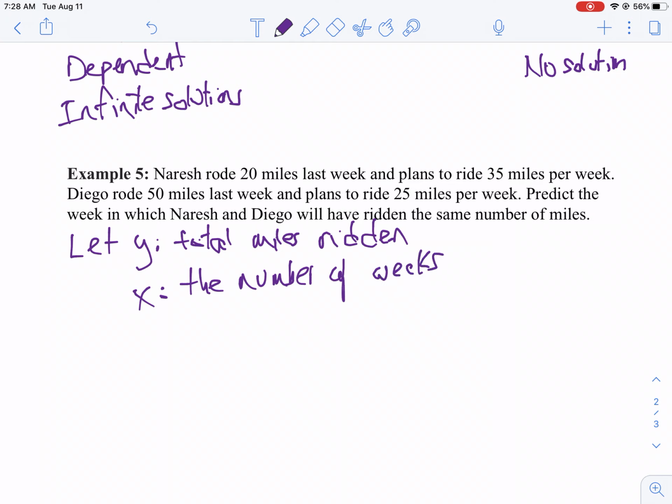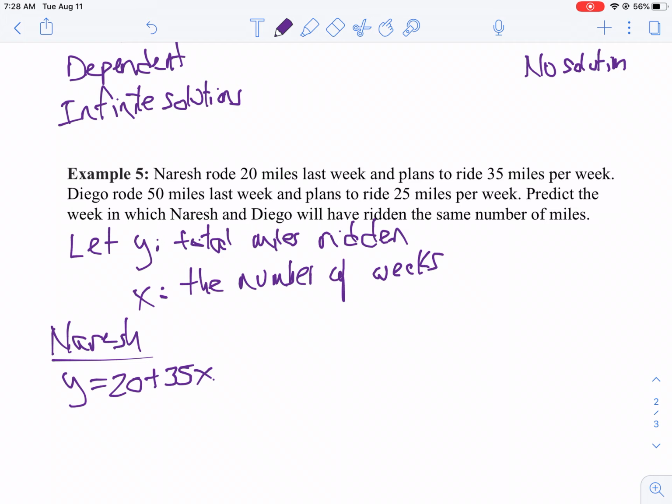Let's write an equation for Nareesh. Hopefully I'm saying that right. So he rode, or she, I guess I don't know the gender, 20 miles last week. So we're going to say y equals 20. And then plans to ride 35 miles every week, so plus 35x.